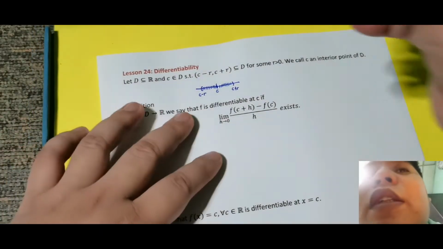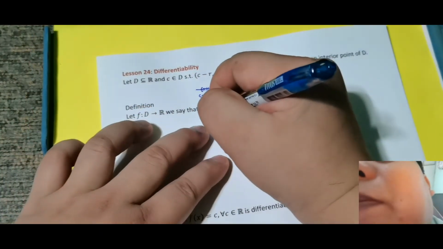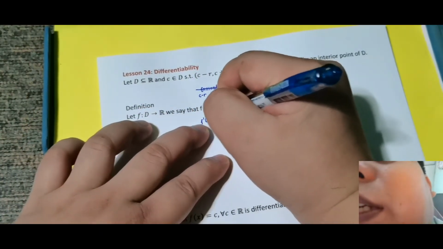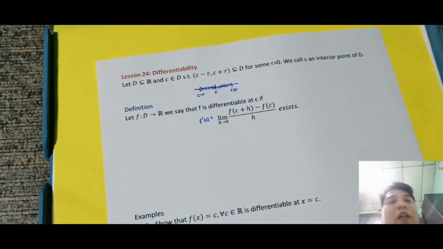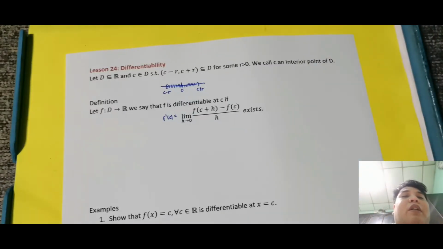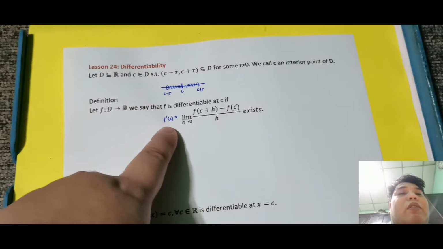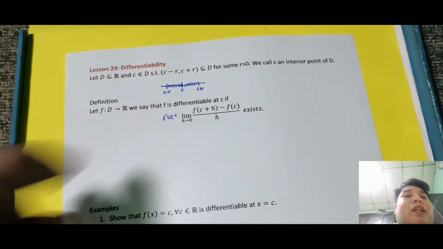So we write f prime of c is equal to this. Okay, so that's how it goes. So f is differentiable at c if this limit exists.